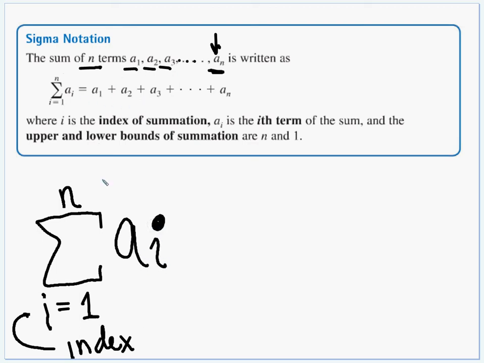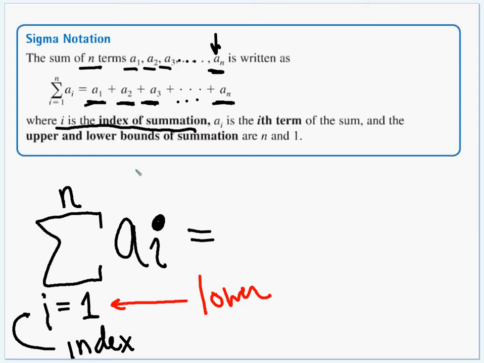And then they write it out up here, this summation from the first term to the nth term of a sub i, that is equal to a sub 1 plus a sub 2 plus a sub 3, dot, dot, dot, all the way to the last term. i is the index of summation. You see either i's or j's or k's down there. a sub i is the ith term of that sum, and the upper and lower bounds are the n and the 1. So down here, this is your lower bound, and up here on top is the upper bound.